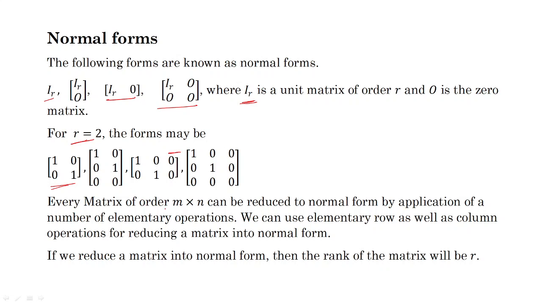Every matrix of order m by n can be reduced to normal form by application of a number of elementary operations. We can use elementary row as well as column operations for reducing a matrix into normal form. Once you reduce a matrix into normal form, then the rank of the matrix will be r, that is, r is the order of the unit matrix.